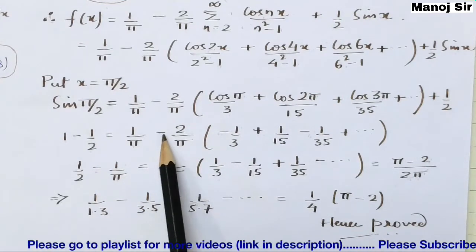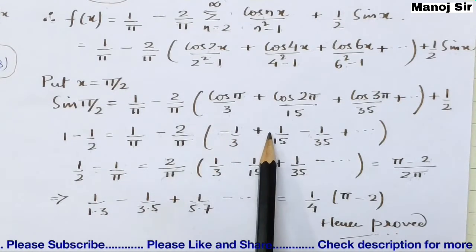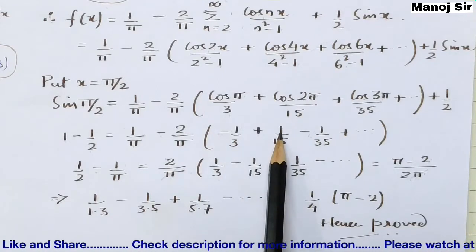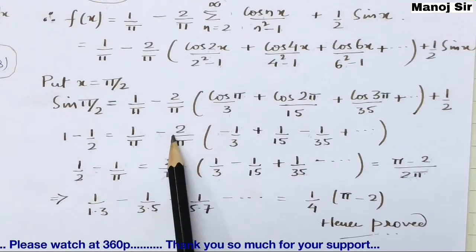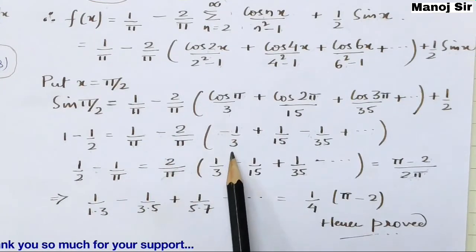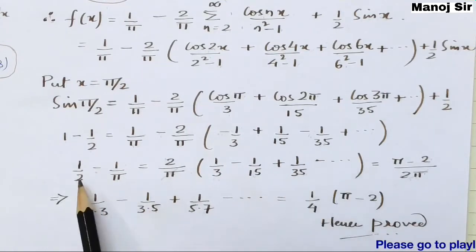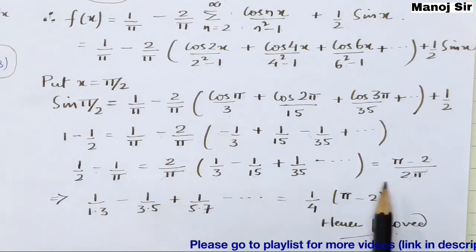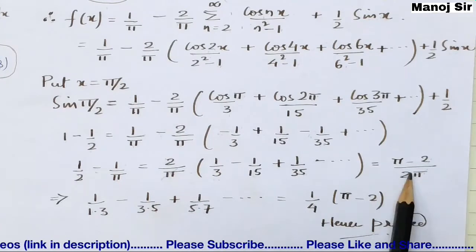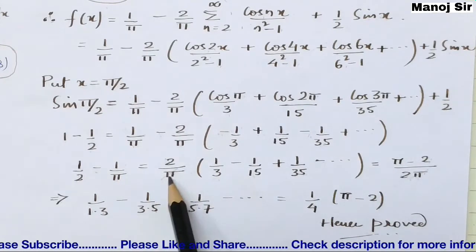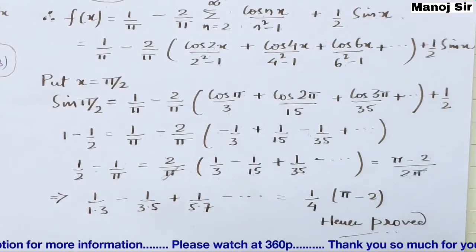And here we have minus 2 upon pi into this. If you take negative common, this will become positive, this will become negative, this will become positive, and so on. Again, negative and negative will become positive, so this is 2 upon pi, times 1 upon 3 minus 1 upon 15 plus 1 upon 35 minus dot dot dot. If you take the LCM, here we have 2 pi, and here we have pi minus 2. Now if you compare both, pi will get cancelled.